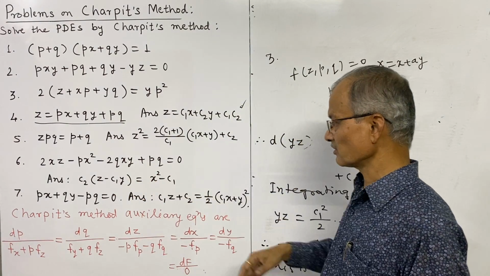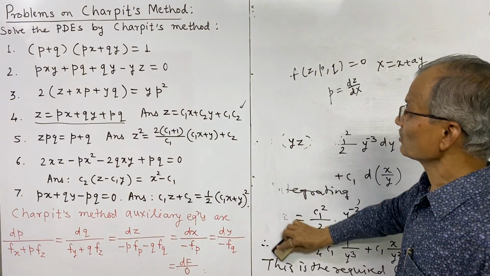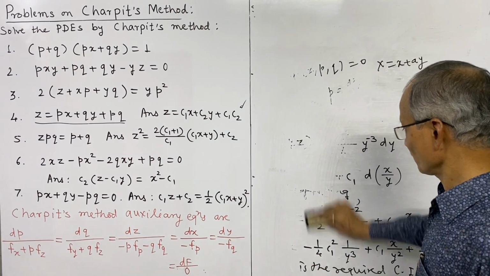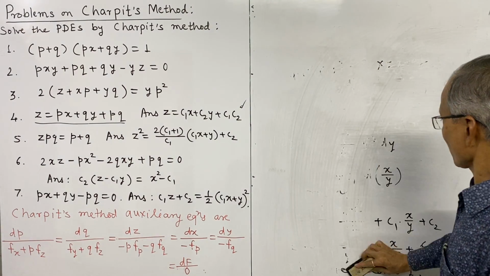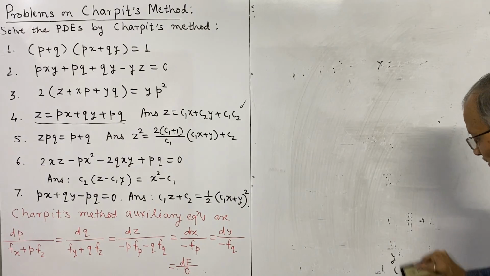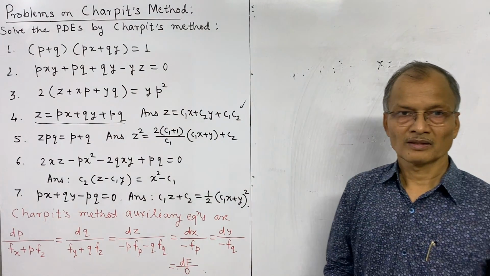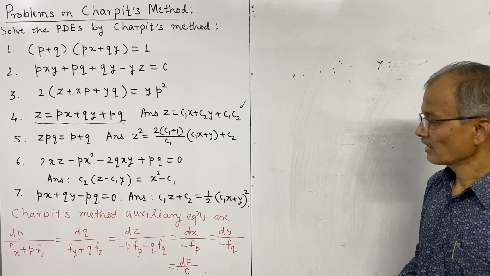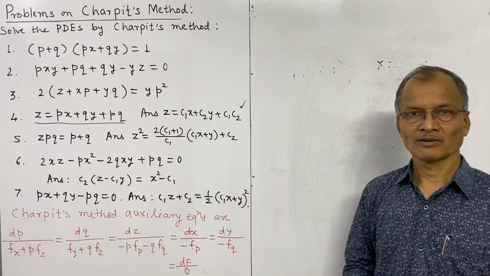I have written the answers also, you can verify. So this is about the general method, which is Charpit's method. So the remaining we will continue next time. The next method we shall study is Jacobi's method in our next lecture.